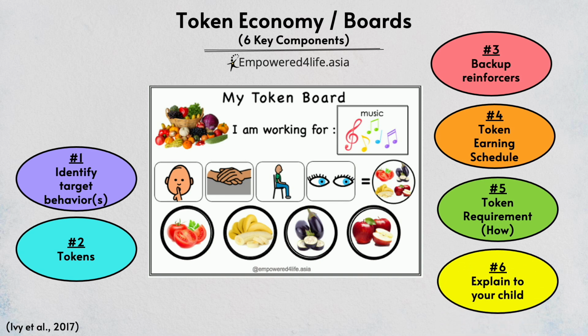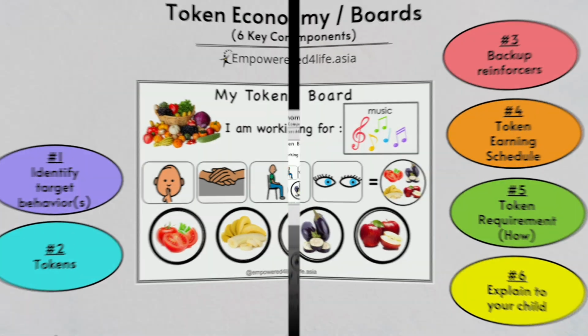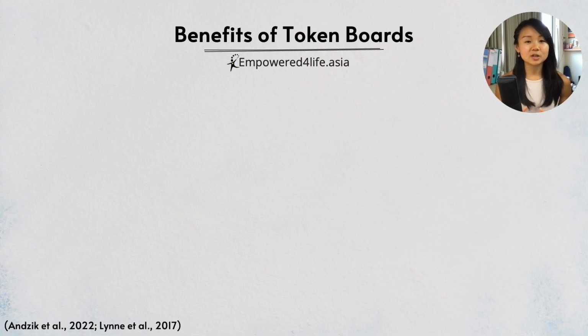Lastly is to explain to your child. Communicate the whole system to your child in a simple and engaging way. Let them know what behavior earns tokens, how many they need, and what exciting things they can earn when they reach their goal. Now let's talk about how token boards can be beneficial for your child.